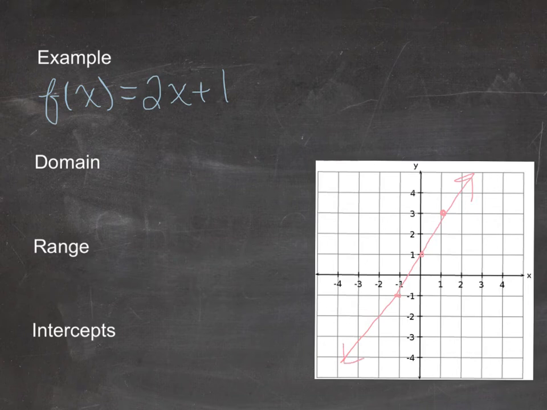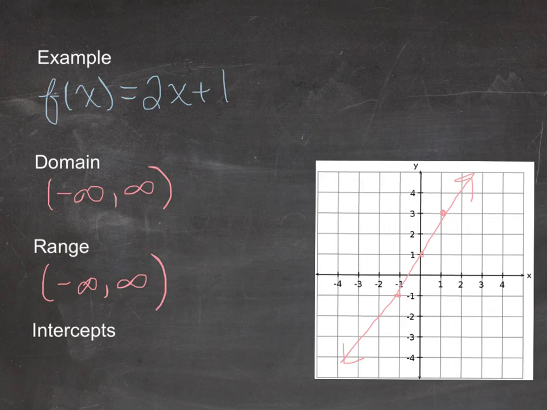And I want to find the domain of this function. If I look at the graph, I can easily see that the graph will extend for all values of x. So my domain is going to be negative infinity to positive infinity. My range as well, my function will extend for all values of y, so negative infinity to positive infinity. And my intercepts, I have an x-intercept as well as a y-intercept. My x-intercept is here, and my y-intercept is here.